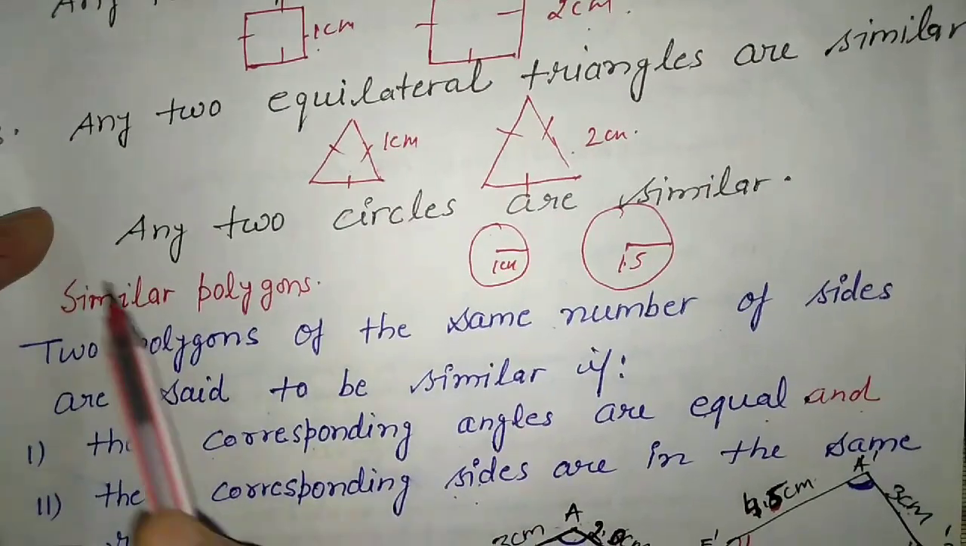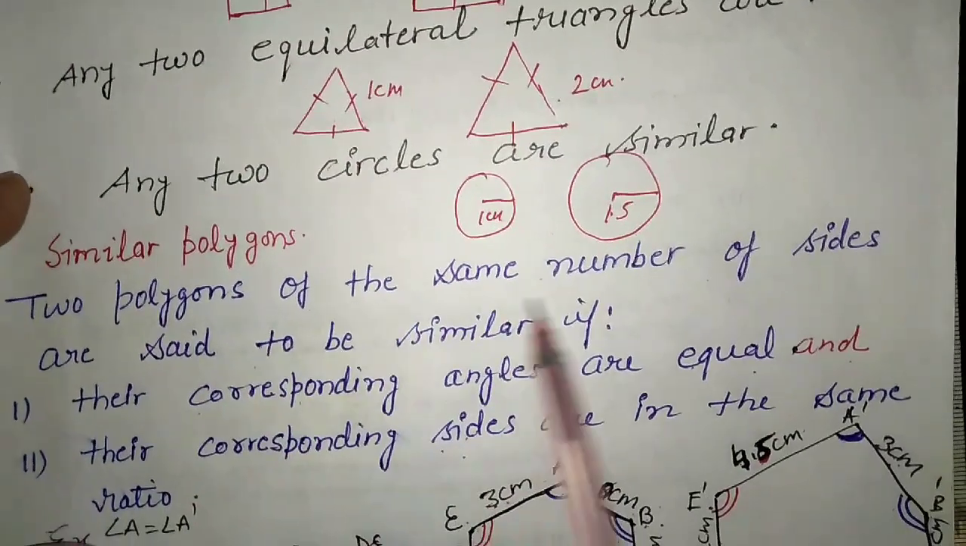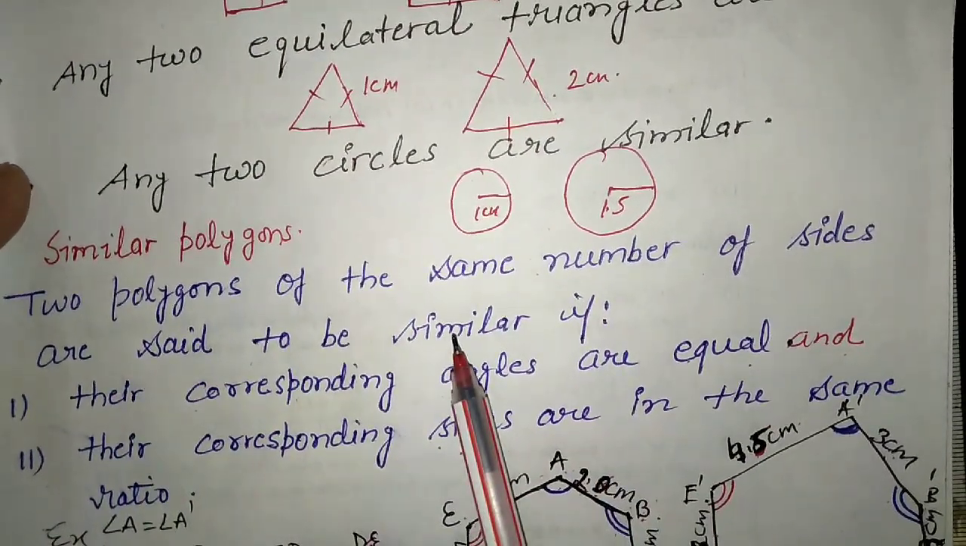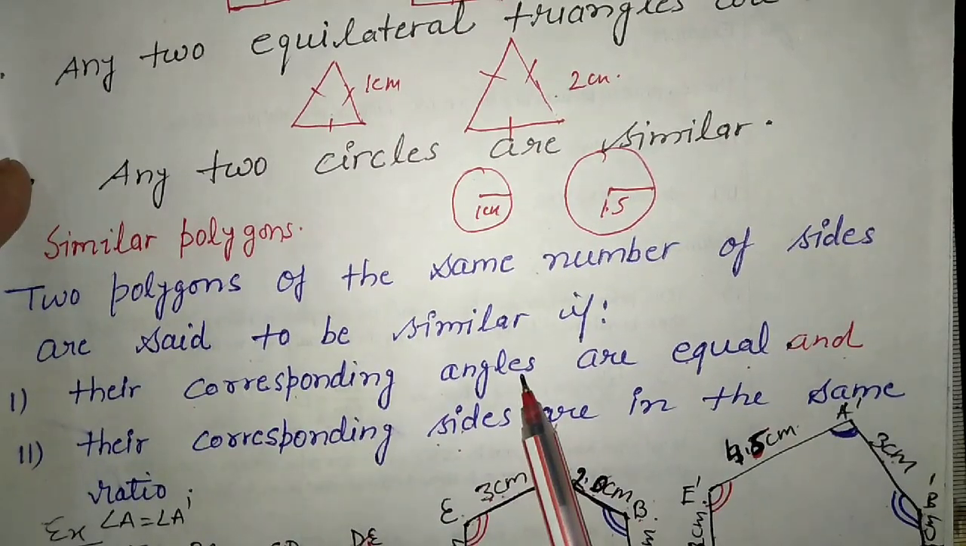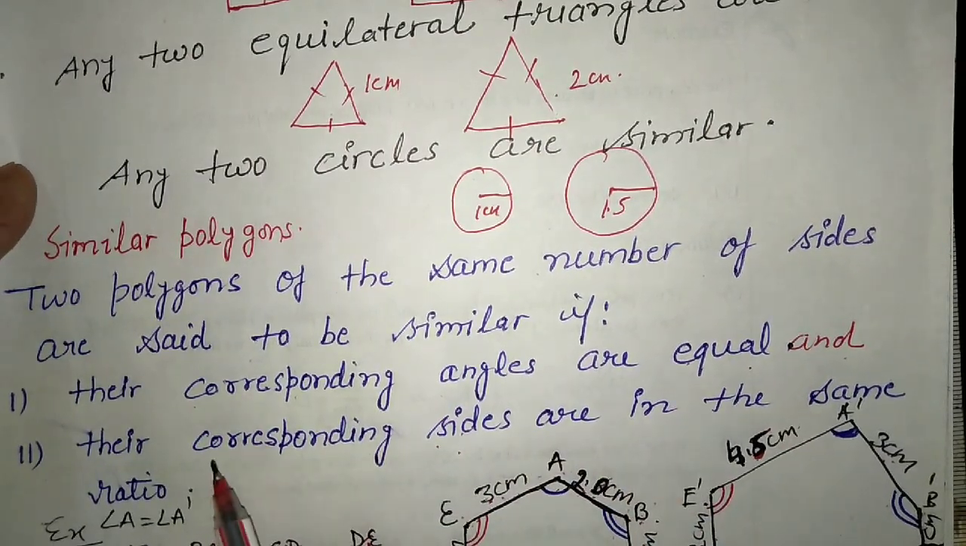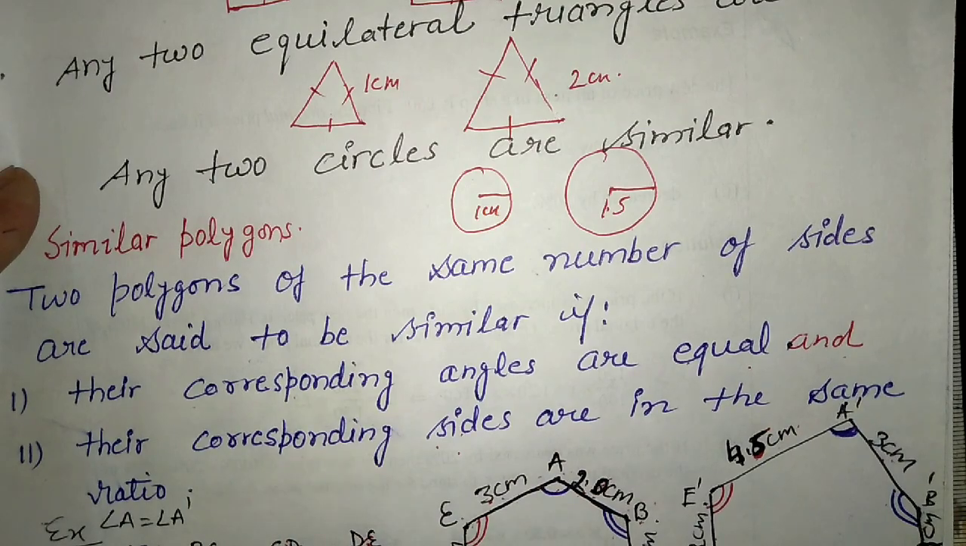First, let's talk about similar polygons. Two polygons of the same number of sides are said to be similar if their corresponding angles are equal. Along with it, the second condition is that their corresponding sides are in the same ratio.